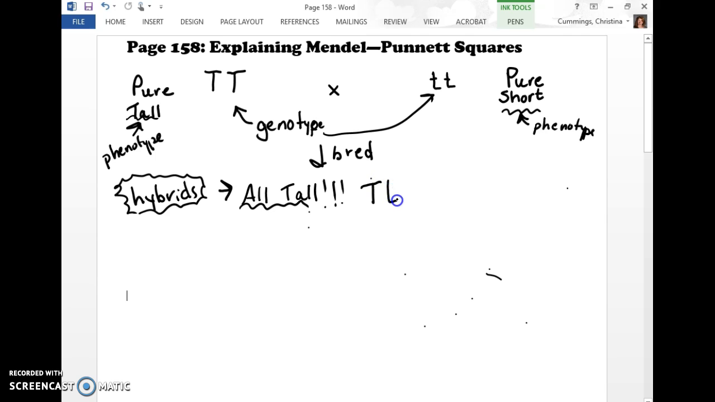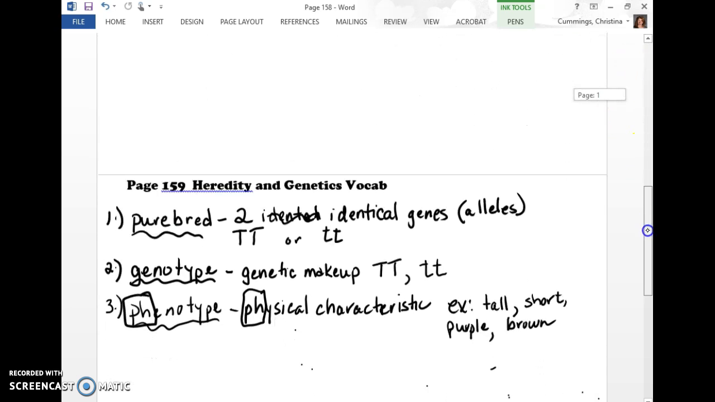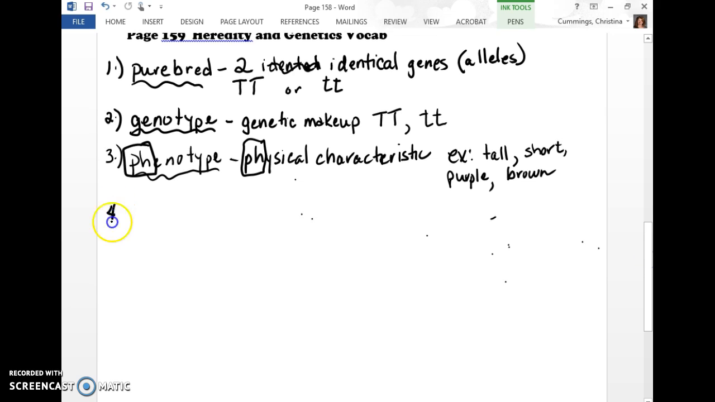So I'm going to tell you guys that the genotype of those tall plants was capital T, lowercase t. Now we're going to go back because we've added the word hybrid in. So let's put that word in our list on page 159. A hybrid is a plant that's not pure. It's got two different genes or alleles.